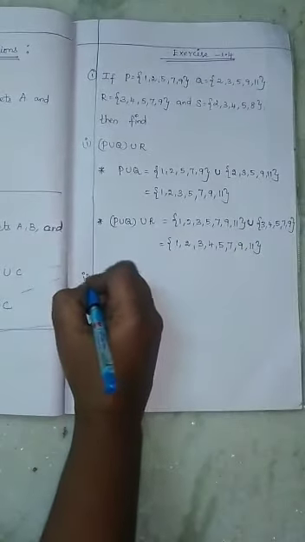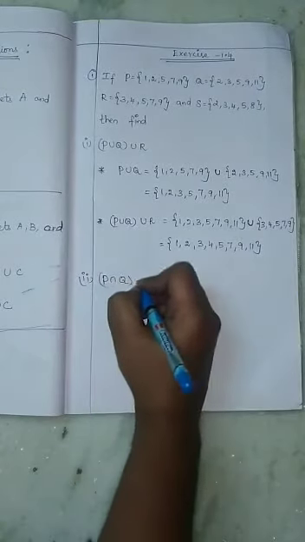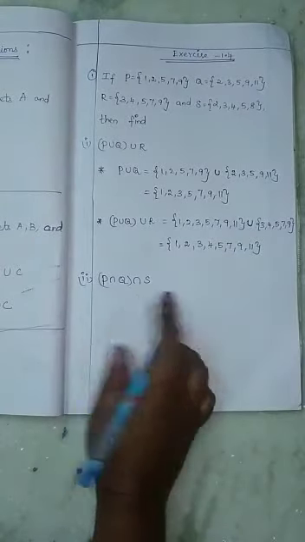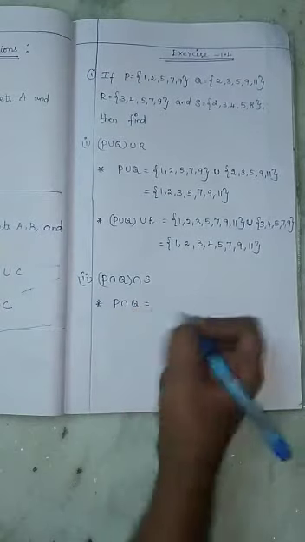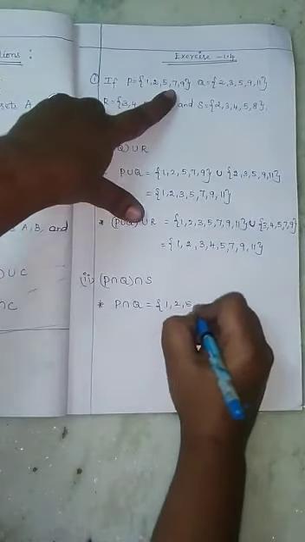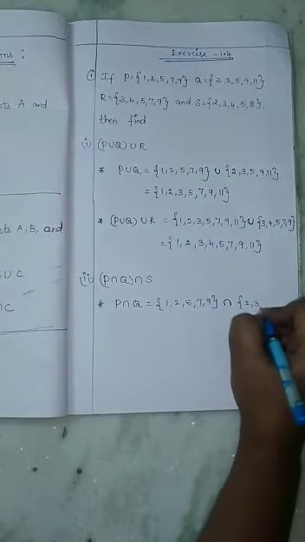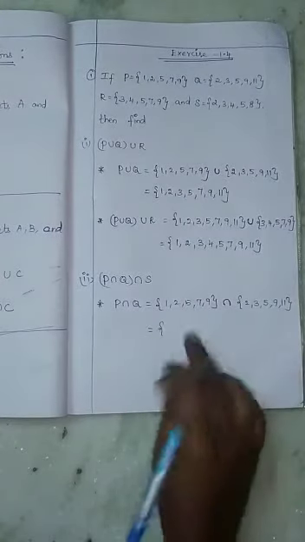Next, what they are asking you to find? P intersection Q intersection S. Here how many stars we need to follow? 2 stars. First inside the bracket, so P intersection Q. What is the P element here? 1, 2, 5, 7, 9. Intersection symbol. And then Q. What is the Q element? 2, 3, 5, 9, 11.